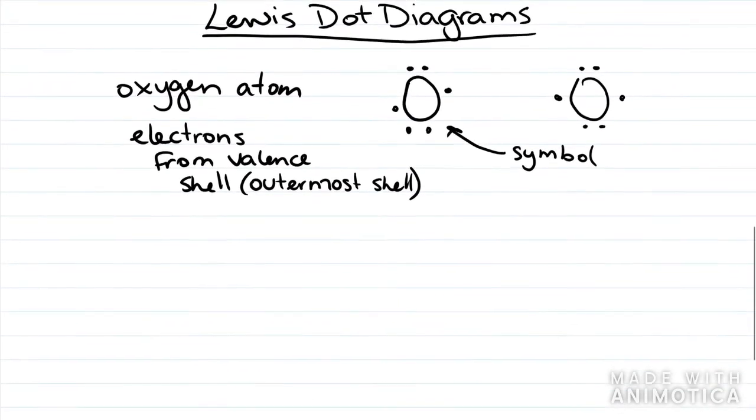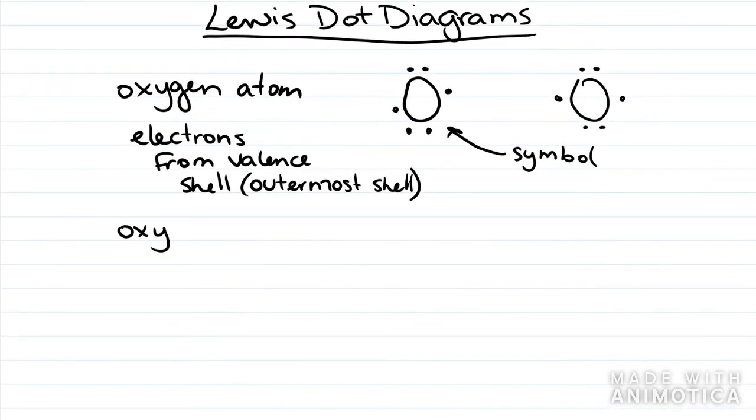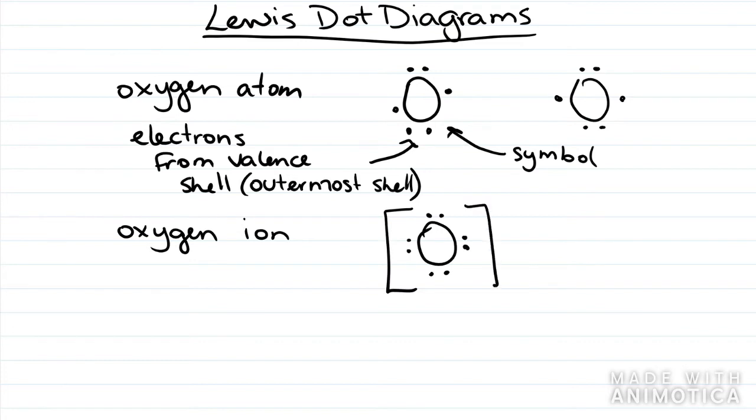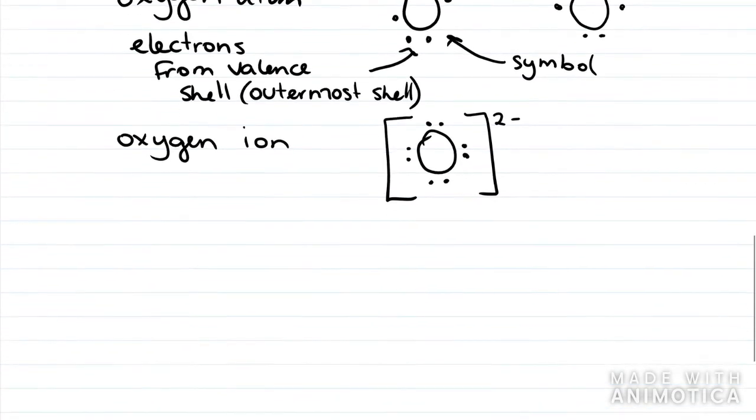But what about an ion? Well, we're going to do the same thing, the symbol. And then we're going to do the outermost electrons for that shell. And in this case, we had 8. And then we're going to do square brackets and our -2 to show that we have a charge. Not so bad, huh? Well, let's kick it up a notch. Let's do some compounds.